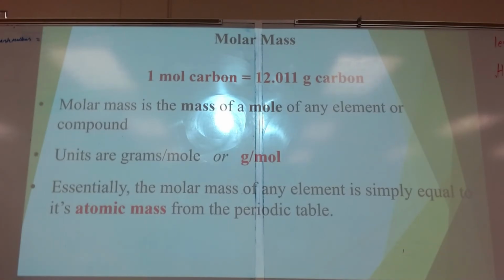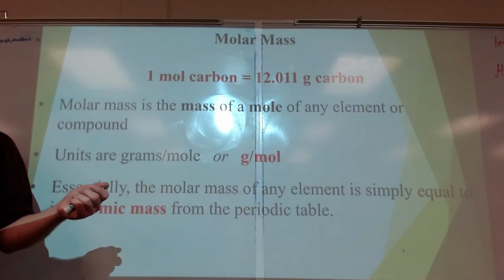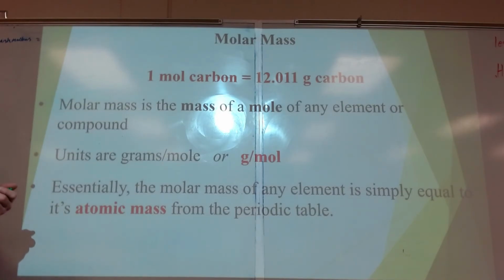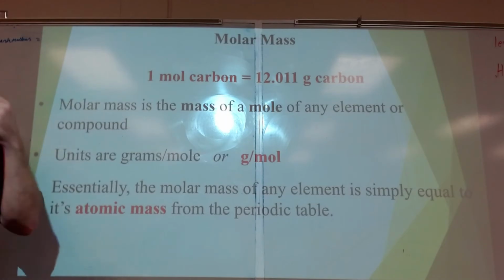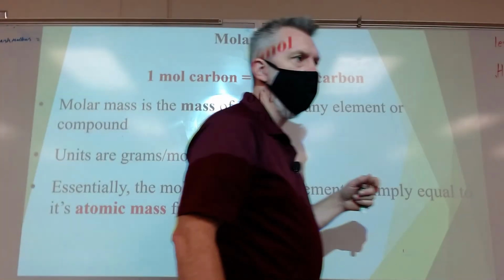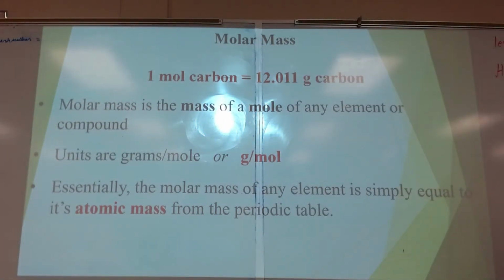All right. If I have a mole of aluminum, how many grams do I have? 26.98. That's how many grams of aluminum I have if I happen to have a mole of them.